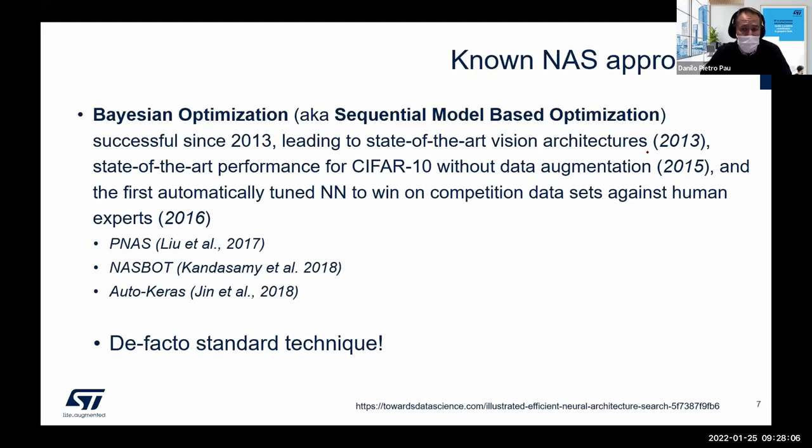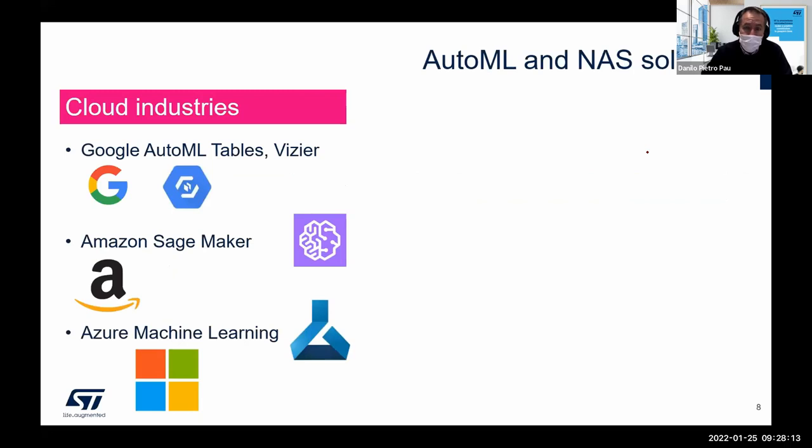This is quite relevant because it demonstrates that it can be automated and can be accurate. And there are industry tools that support that. Some of those you certainly know: Google AutoML Tables, Vizier, Amazon SageMaker, Azure Machine Learning. What is in common between those? These are cloud tools.